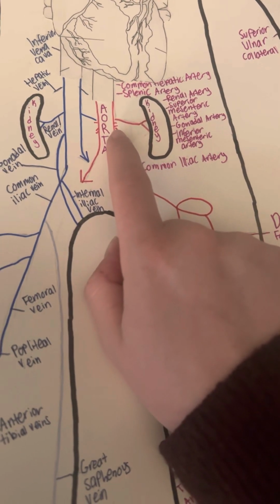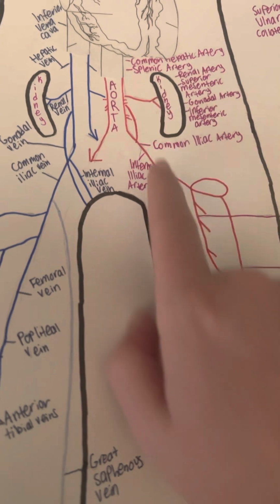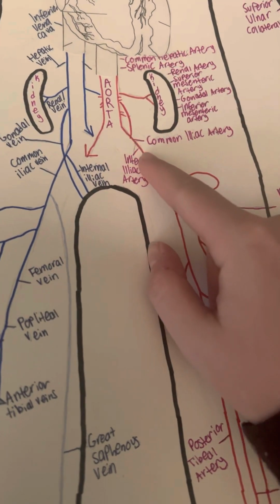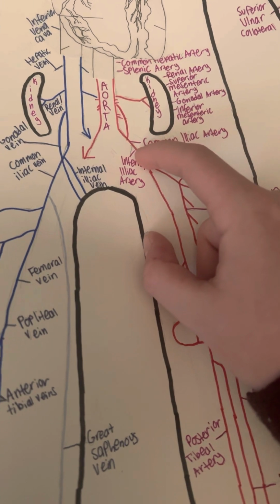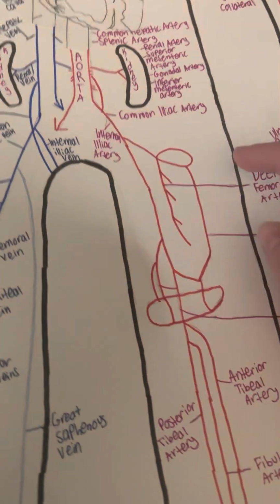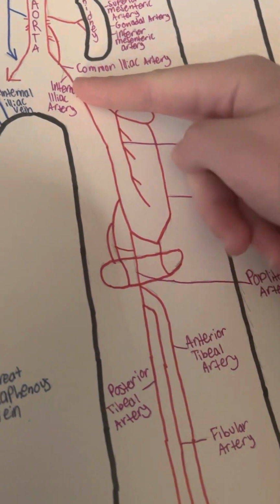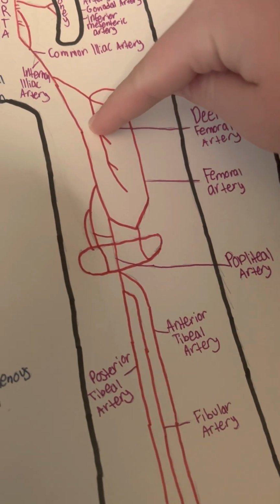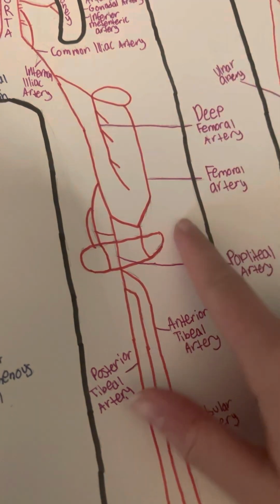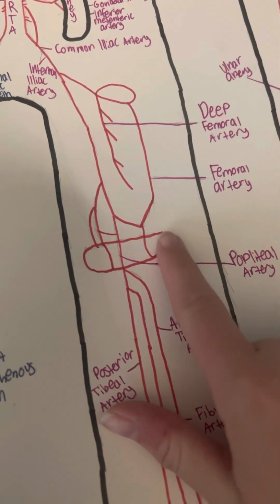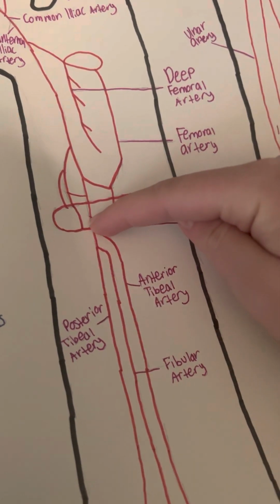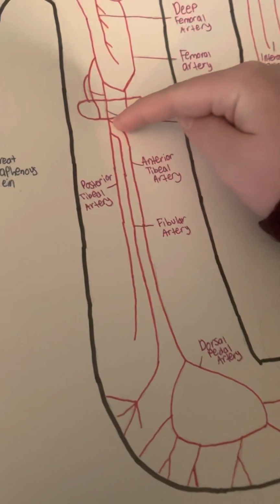So the renal arteries come off and into the kidneys, and then that drains into the common iliac artery that connects to the internal and external iliac arteries. And this is the deep femoral artery, which is connected to the femoral artery. And when you go down more, you get to the popliteal artery, which splits off into 3 branches.